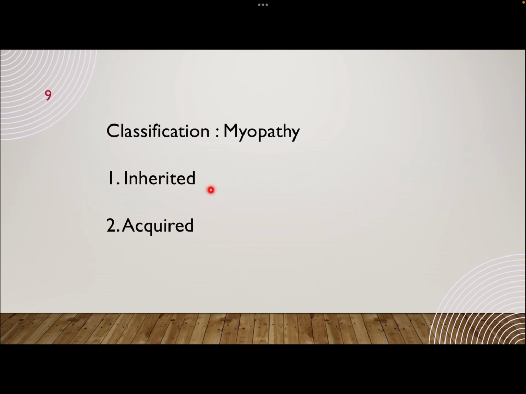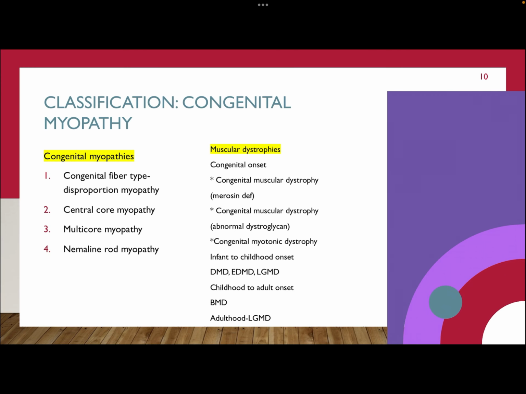So myopathy can be inherited or acquired. Classification of congenital myopathy: congenital myopathies are congenital fiber type disproportion myopathy, central core myopathy, multiple core myopathy, or nemaline rod myopathy. Muscular dystrophies can be congenital onset, like congenital muscular dystrophy, merosin deficiency, or abnormal dystroglycans.